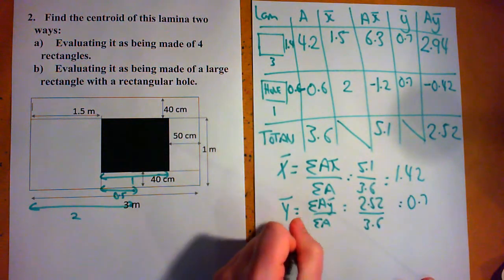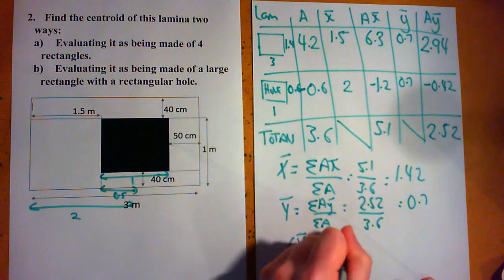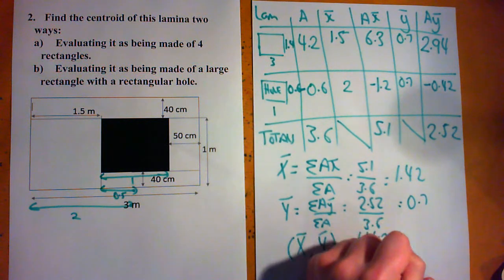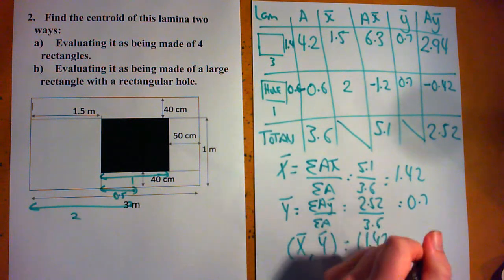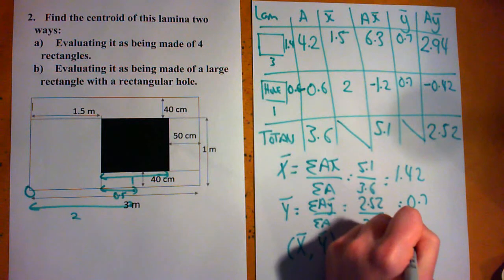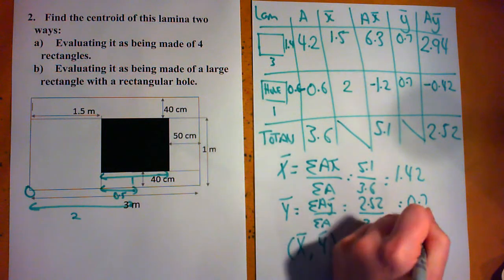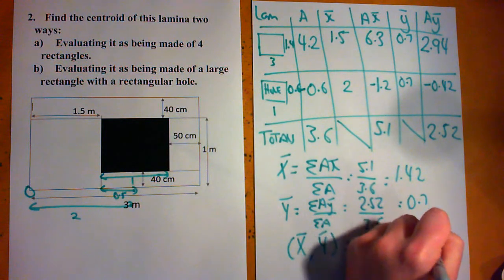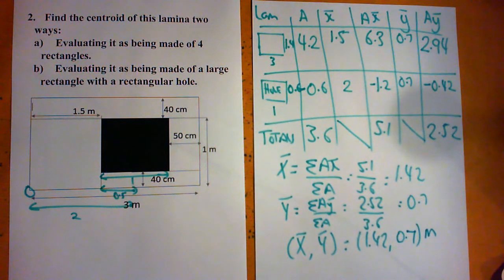So therefore the overall position of the centroid is at 1.42 metres across from the left hand end. Remember, our origin is that bottom left corner, and the vertical position of the centroid is 0.7 of a metre above that point, which is in complete agreement with what we got in the previous video when we evaluated it as being made of 4 separate rectangles.